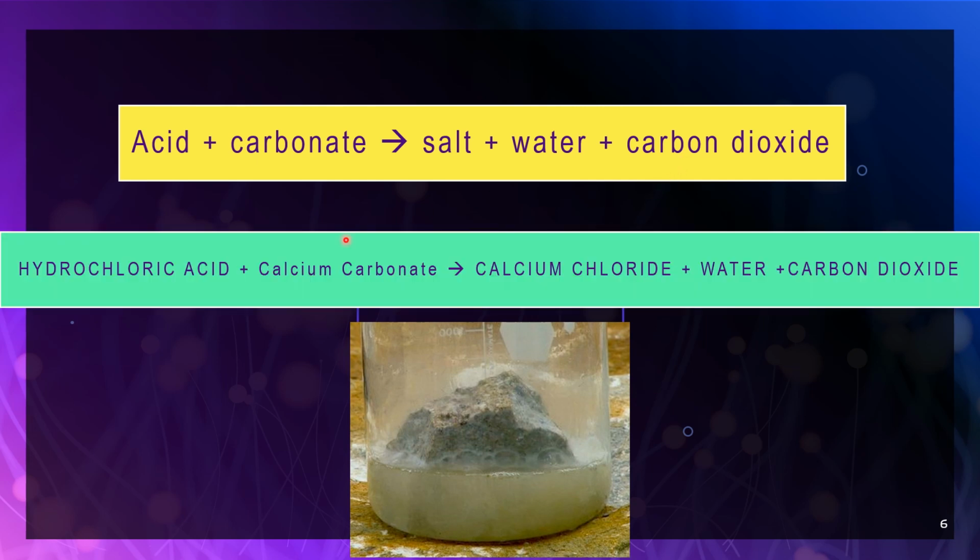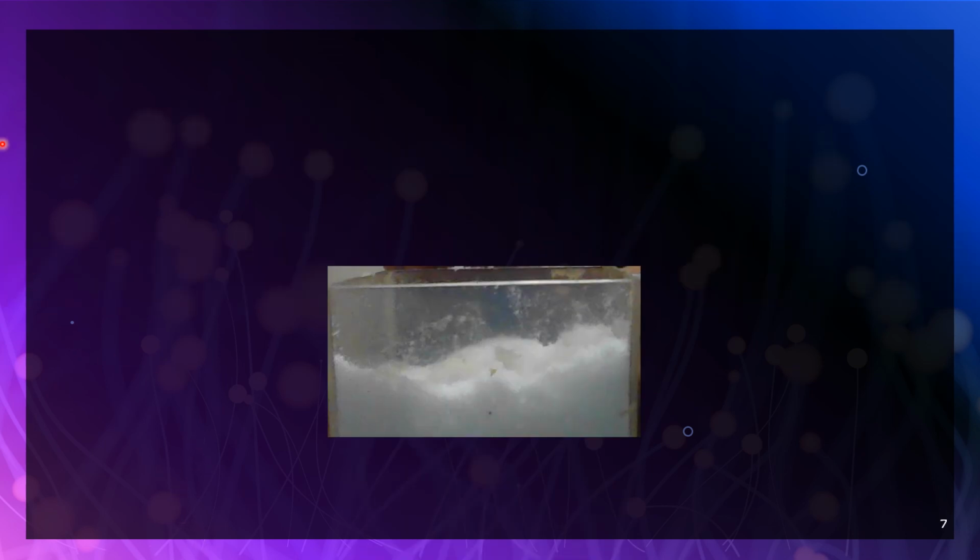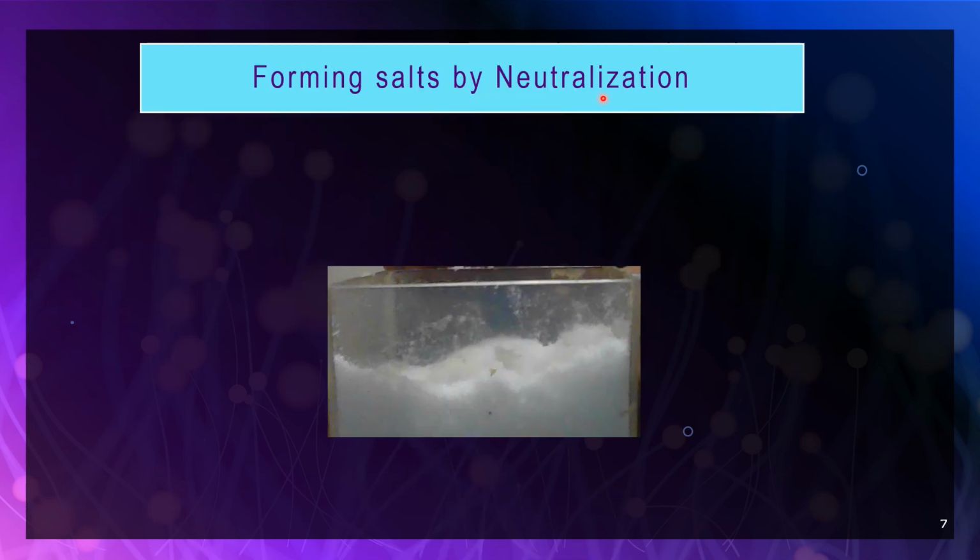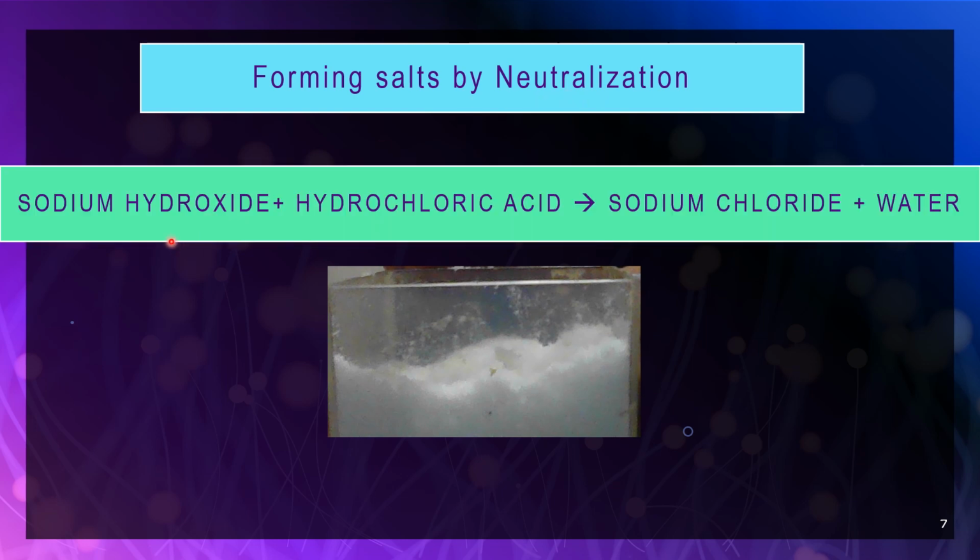Here's an example. This limestone is made up of calcium carbonate. It is added into hydrochloric acid, and this produces calcium chloride, which is a salt, plus water plus carbon dioxide. Forming salts by neutralization. Here's an example. Sodium hydroxide, which is the alkali, plus hydrochloric acid produces sodium chloride. The other product is water.